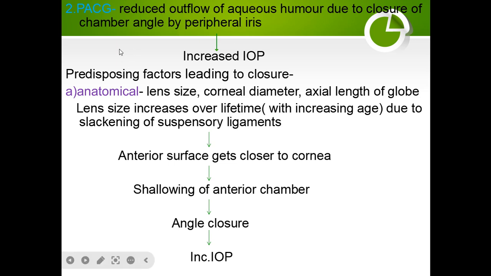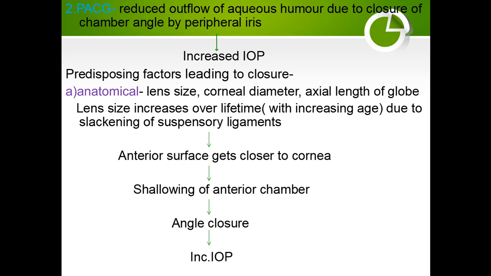Then what about primary angle closure glaucoma? What happens here is there is a reduced outflow of aqueous humor due to closure of the chamber angle by the peripheral iris. So this leads to increased intraocular pressure. What are the predisposing factors that lead to closure? So why is this closure happening? It can be anatomical, it can be physiological.